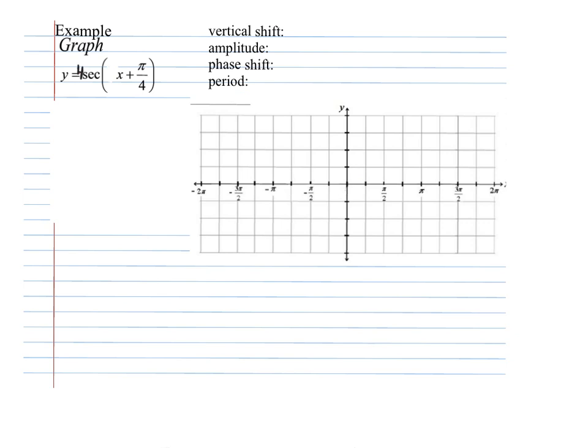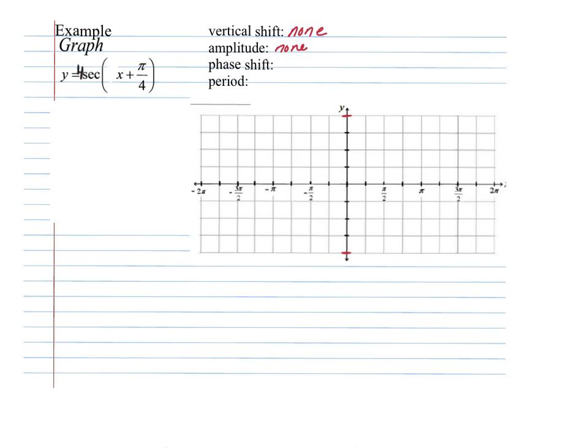So for this function, we have none for vertical shift. We technically don't have an amplitude, so there's none there also, but because we're going to be graphing the cosine function, technically our amplitude is going to be 4. So 1, 2, 3, 4. So we go there and there. That's our amplitude.